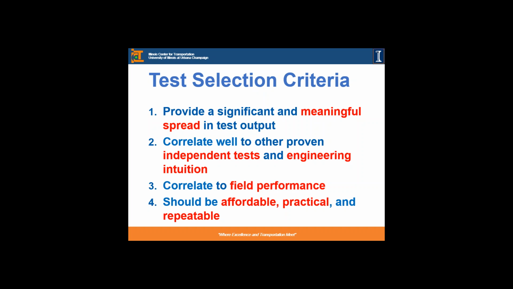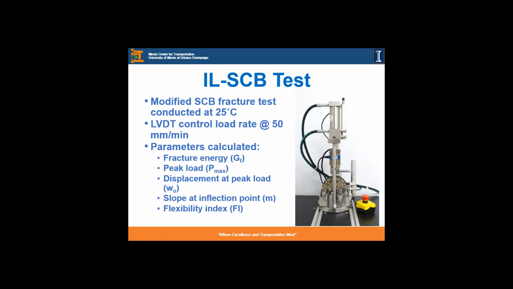We try to find a test that finds a good optimum balance between the four criteria. So the outcome is this Illinois SCB test, which you may have seen in our labs here with different types of fixtures already in the lab. It's a modified SCB fracture test conducted at an intermediate temperature, 25 degrees Celsius. We use an LVDT control with a loading rate of 50 millimeters per minute. It's a relatively fast rate at this temperature.